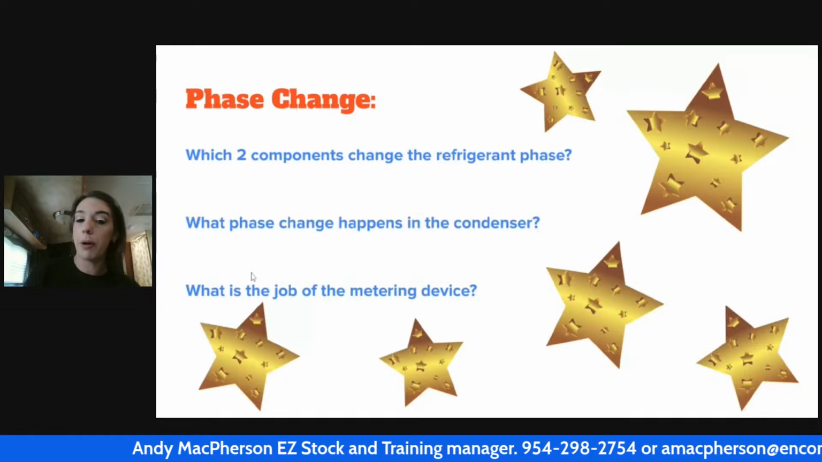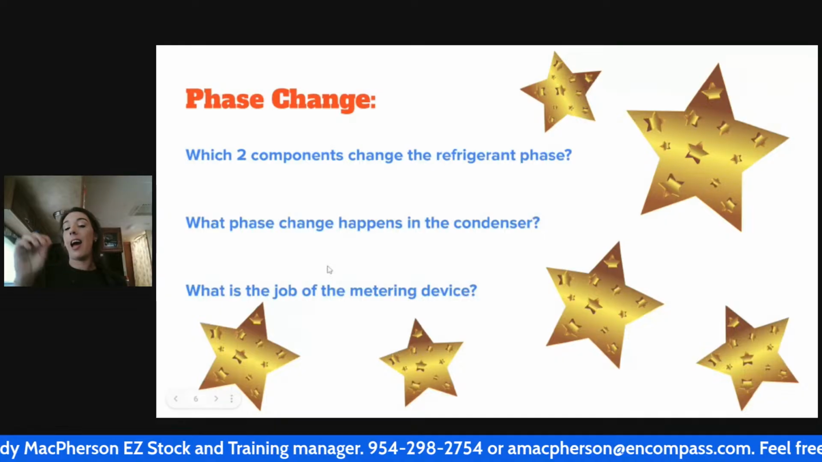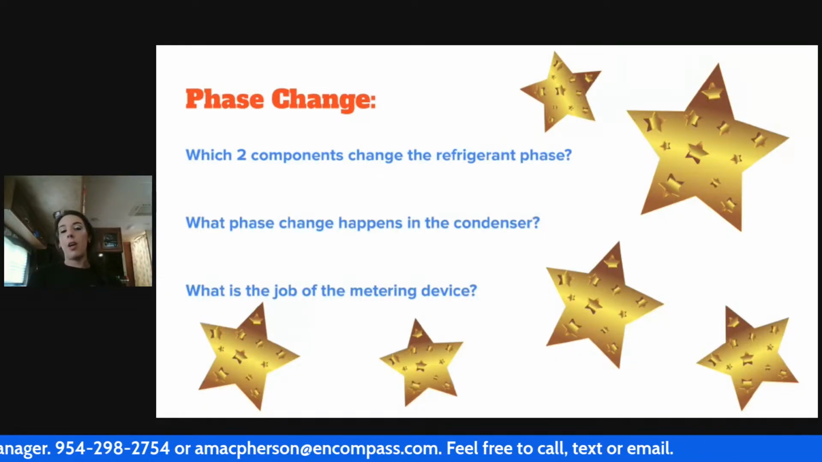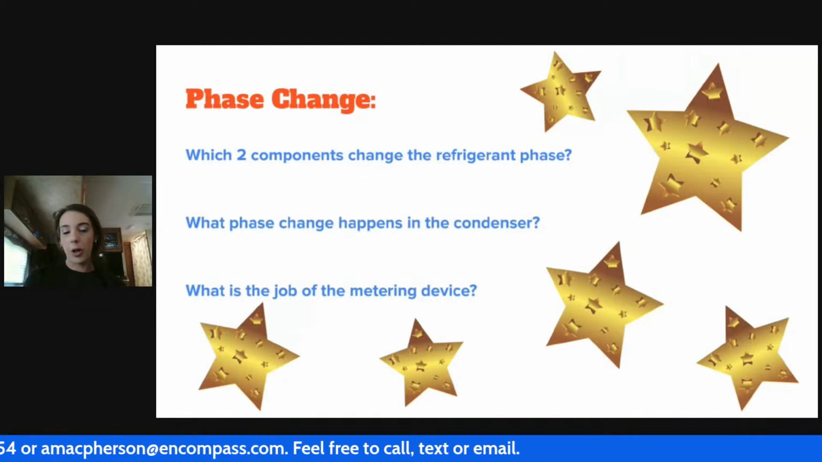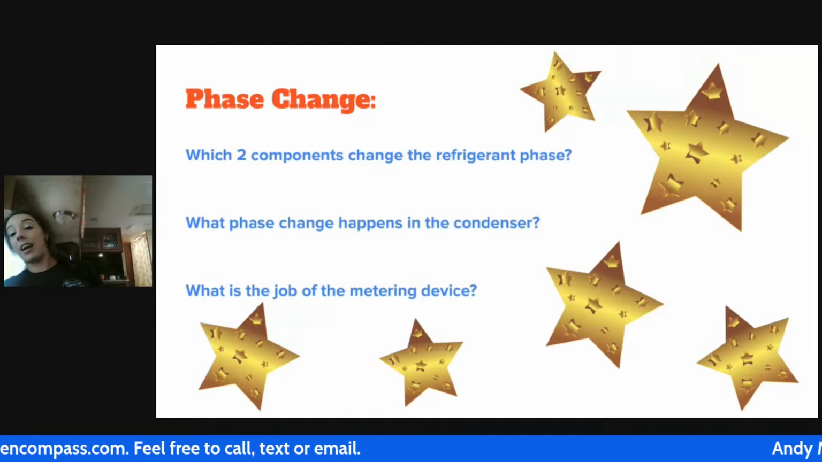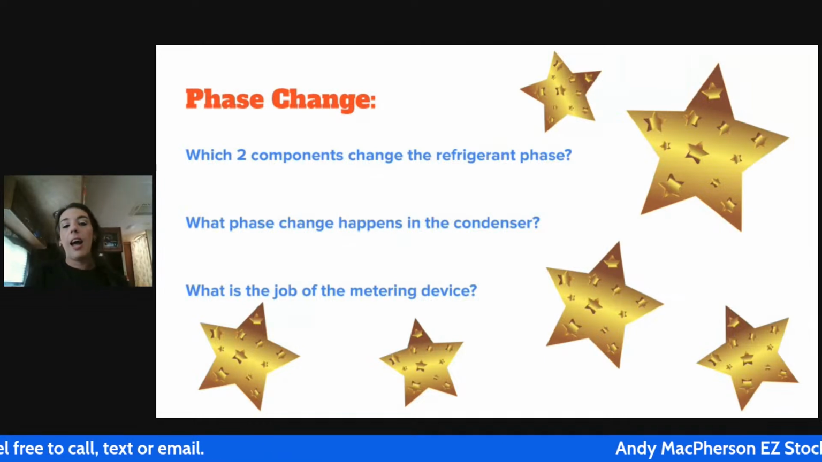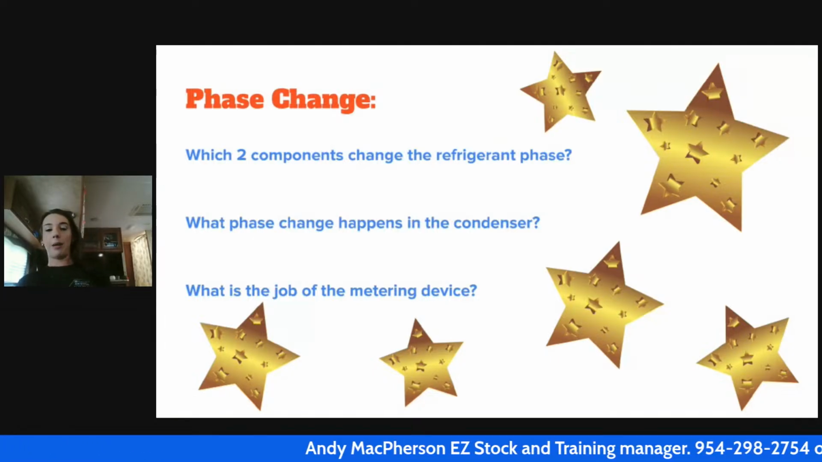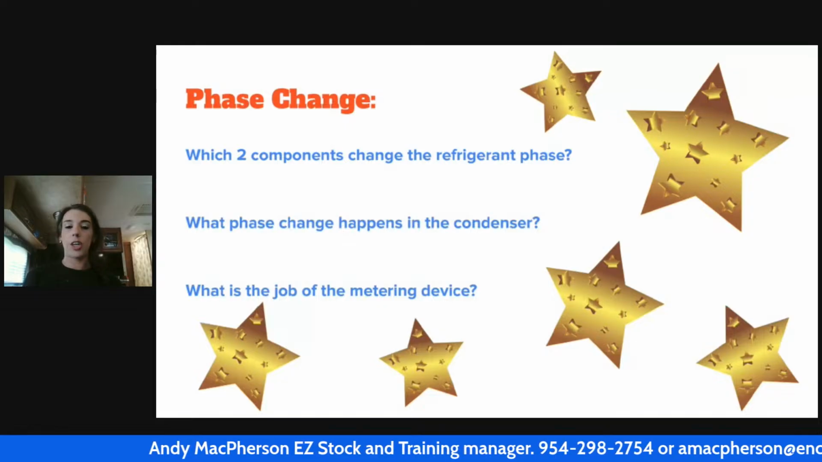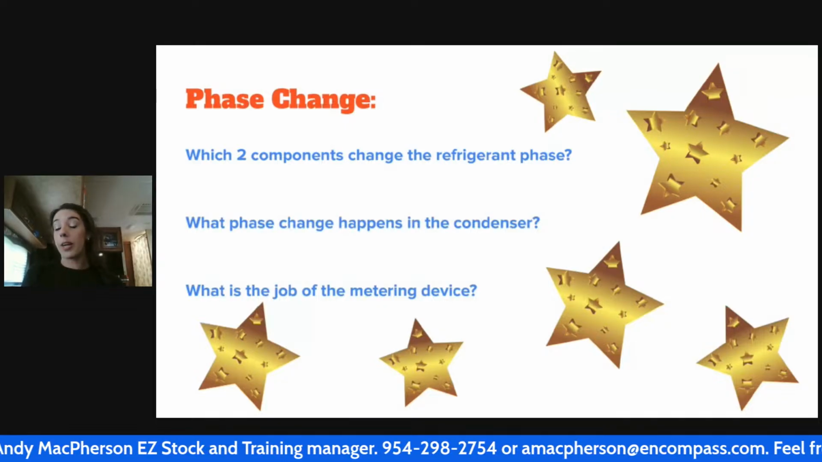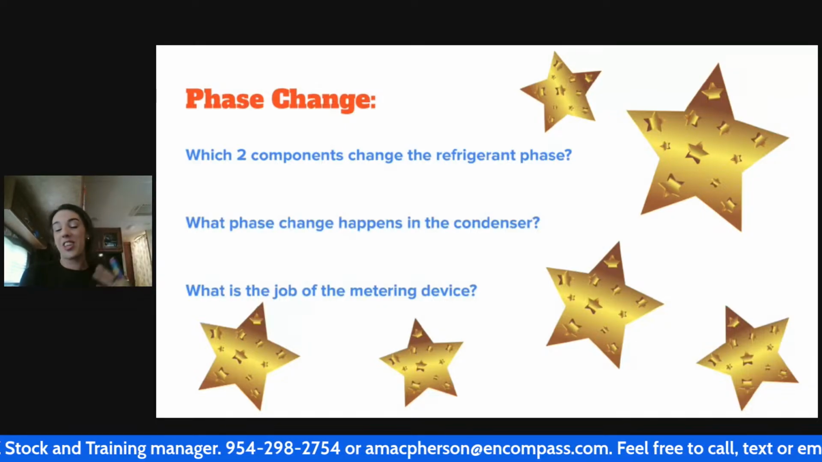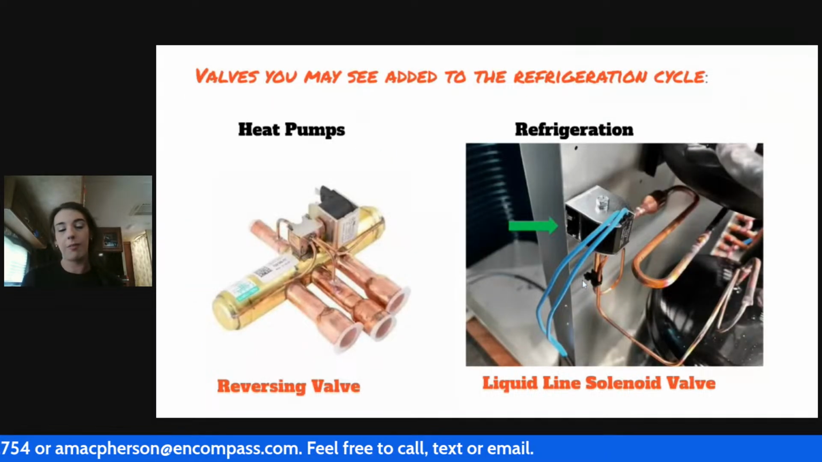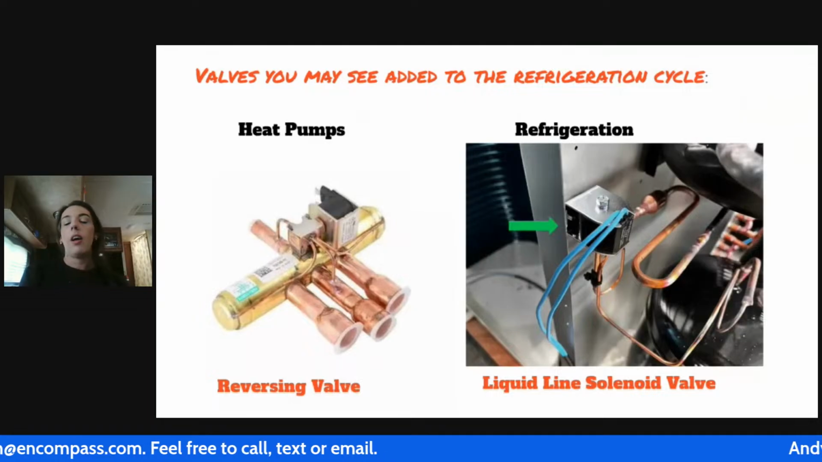What phase change happens in the condenser? So what phase change is happening at that point in the condenser coil because of the compressor? We just went over that completely. So we're turning back from a vapor to a liquid. What is the job of the metering device? The opposite of the compressor. We're removing that same pressure that the compressor just added in order to turn into a cold liquid. And then we're going into the evaporator. We're turning back into a vapor. Phase change is happening, right? And it's happening all over this system, but there's only two components that are the reason for it.